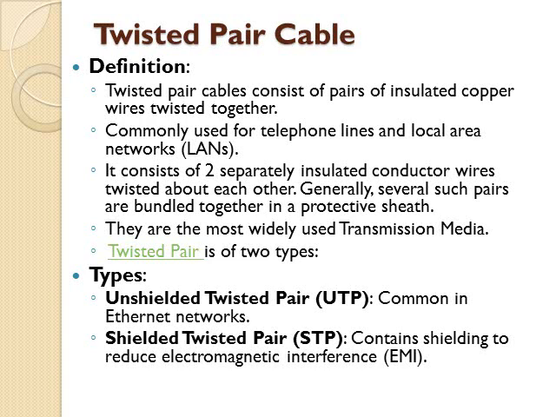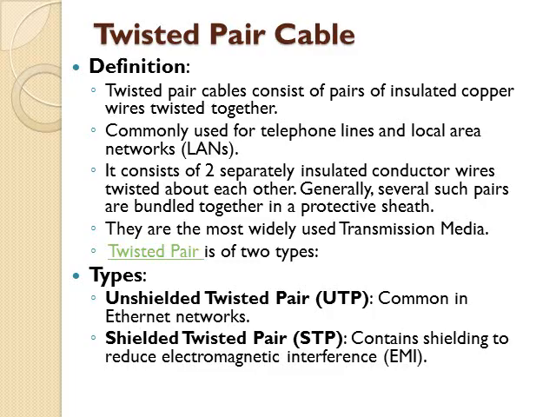Next, coming to twisted pair cables, these cables consist of pairs of insulated copper wires twisted together. These types of wires are commonly used for telephone lines and local area network cables. These cables consist of two separately insulated copper wires twisted about each other, and such pairs of wires are bundled together inside a protective shield. They are the most widely used guided transmission media.